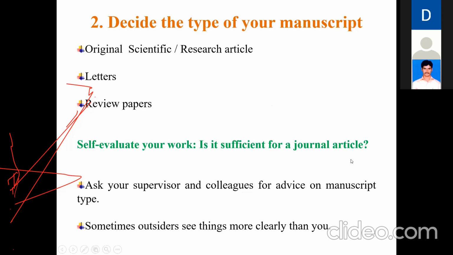Now you have to evaluate your work on your own. You have to go through this work two times, three times, four times, and decide that it is sufficient work for a journal article. Otherwise, ask your supervisor or colleagues for advice on manuscript type. So you can discuss with your guide or your students also, right?